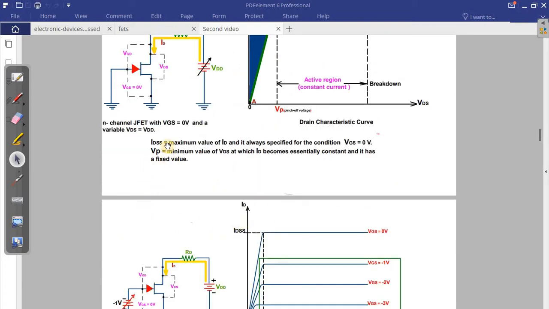So please remember IDSS has the maximum value of ID. It's going to be very important. And V pinch, which is the pinch-off voltage, is the minimum voltage of VDS, which is a fixed value. It's always there, close to 0. Even 1000, 1 million, it is always close here to 0.